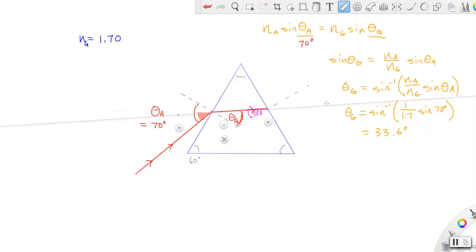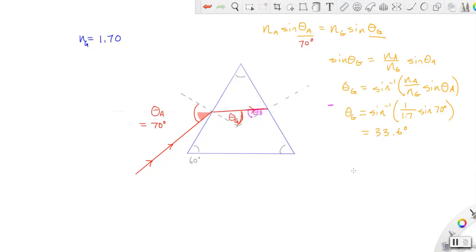Remember that we were originally headed in this direction here, but we are not going to continue going in that direction, and intuitively you should see we are also not going to be bending toward the normal here because we're going from more dense to less dense, so that means that we're going to be bending away from the normal. Okay, so we would expect it then to do something more like this. Okay, let's take a look at that.